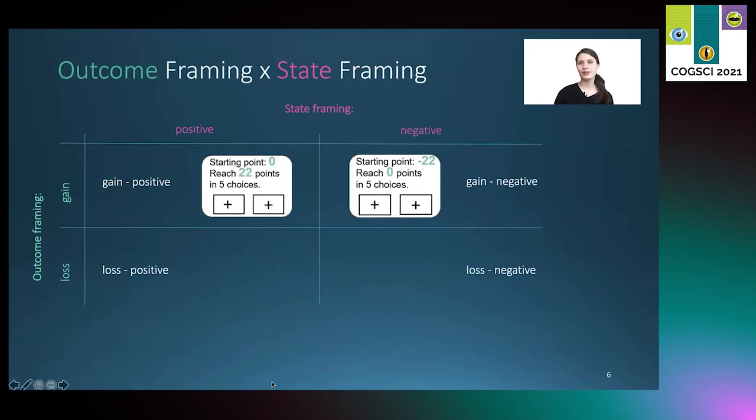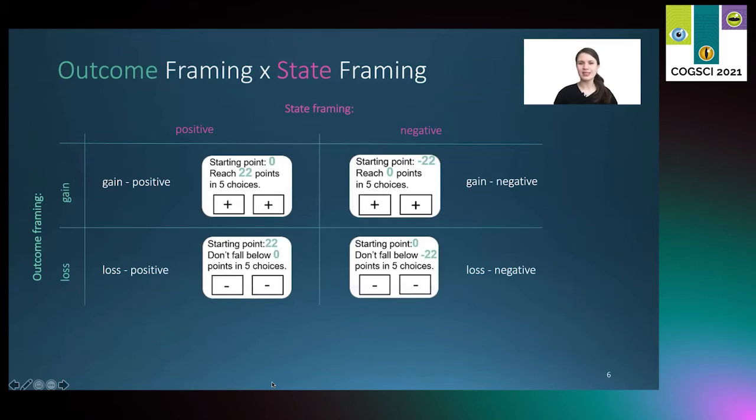And then loss problems with positive states. Here the outcomes are losses, and people start with positive points and they have to avoid falling below 0 points. And loss problems with negative states. Here the outcomes are also losses, and people start with 0 points and they have to avoid falling below a negative goal. Briefly repeated, we are interested in the effect of outcome framing and state framing, and when we combine these frames, we get 4 differently framed choice problems.